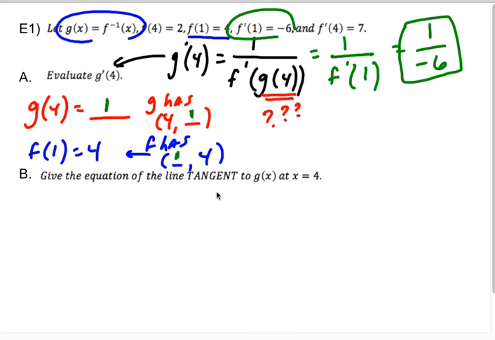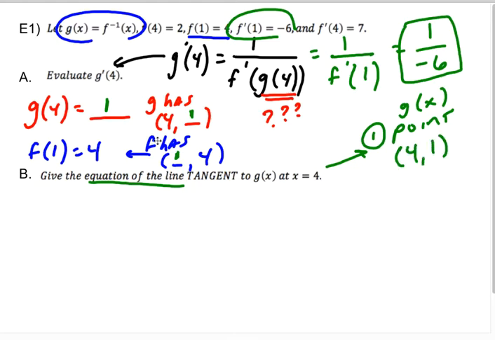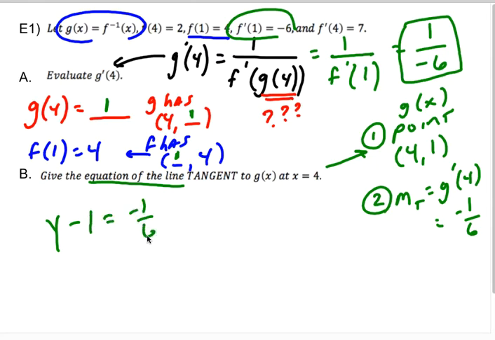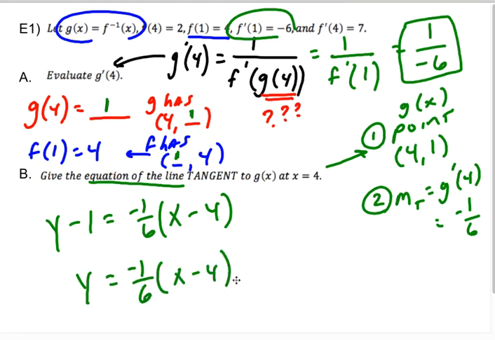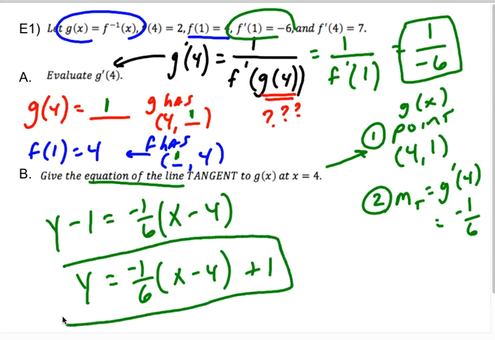In part B, I'm asked to give the equation of a tangent line. Anytime you're asked to give an equation of a line, you need two things. You need a point, and notice that it's a g of x point because I'm tangent to g. I need the point where I plug in 4. We've already established that that point is 4 comma 1 because we needed that to figure out the first piece of information. The second thing I need is the tangent slope, which should be g prime of 4, which we already found in part A to be negative 1/6. So in part B, I'm asking you to put together two pieces of information that you already needed for A. y minus the y value equals negative 1/6 times the quantity x minus 4. If you wanted to solve for y, I would suggest just adding that 1 to the end. It's not worth cleaning this up and having fractions.